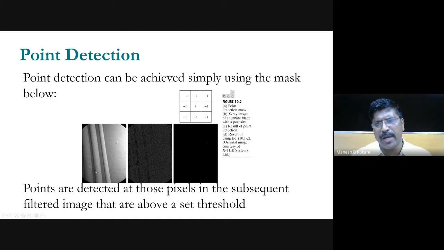This is your X-ray image of a turbine blade with porosity. This is the porosity part, and this is the result of applying this mask on it. So you got this result. After that, you set the threshold value, and below a certain intensity level, all the pixels are made 0, and above that, all pixels are made 1. So after the thresholding, you got the result, and the result is such that it is detecting the point in the image. In that way, you can do point detection in computer vision.